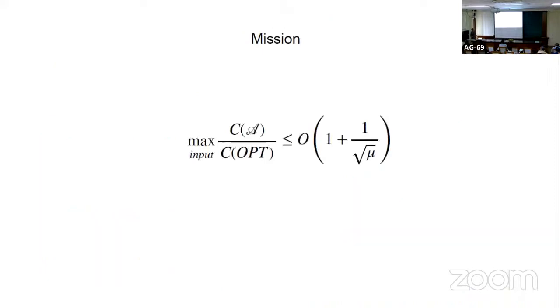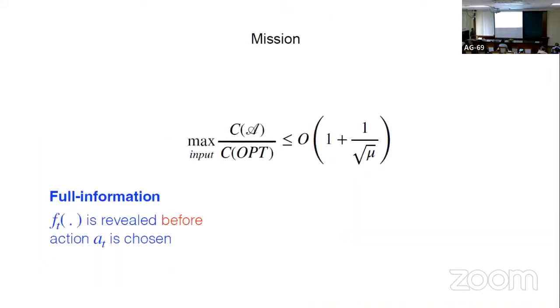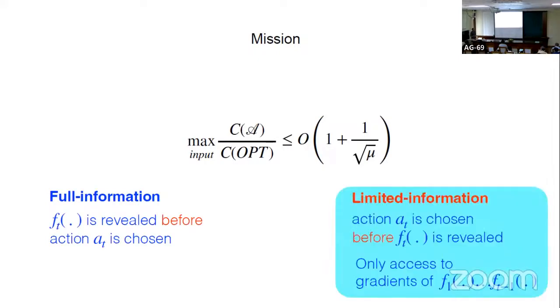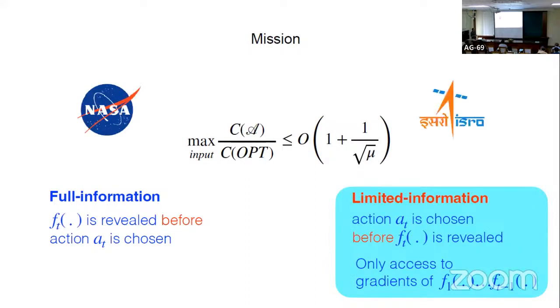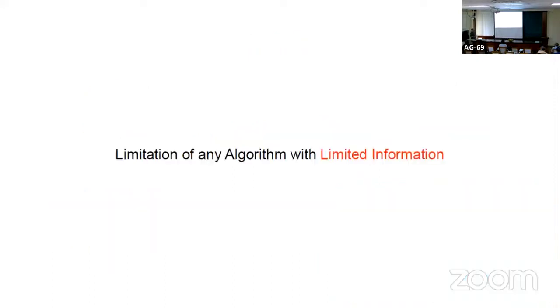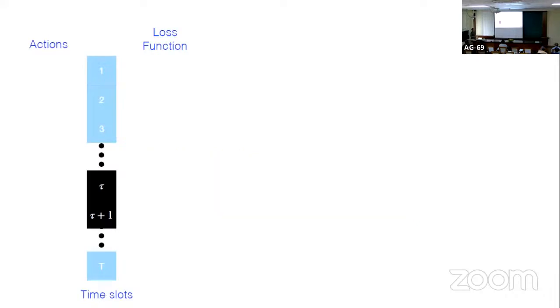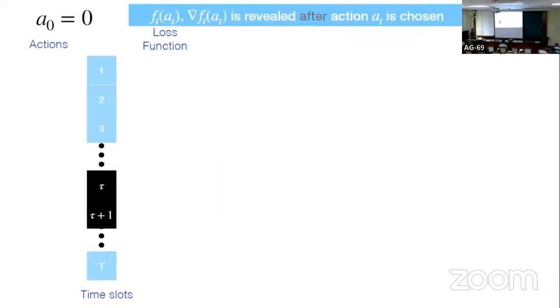Okay, so what's the goal? The goal is to achieve the same performance as full information, but in a limited information setting. Now let's very quickly look at the limitation of any algorithm with limited information, that each algorithm has to suffer some cost.